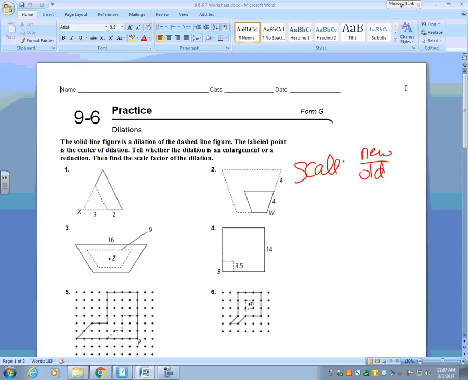Although, to go from the dash to solid, this is a reduction, yes? So isn't it going to be 4 over 8? So then it's 15 over 8. Right? Number 2 is 4 over 8 because it's the original. It's a reduction and the scale factor is 4 over 8.